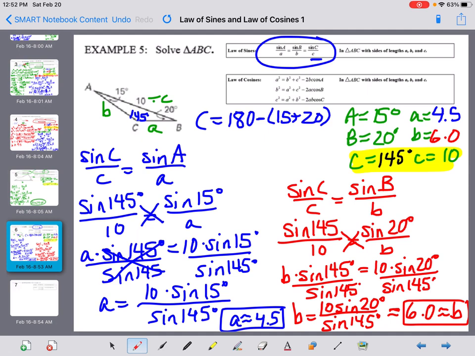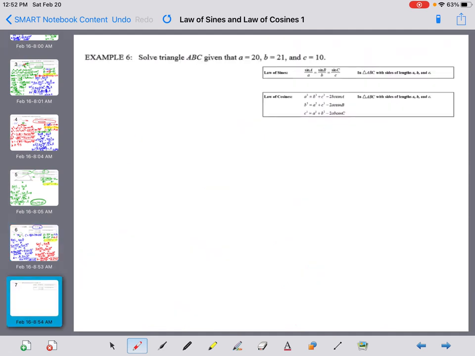All right, last example. And there's no picture. All right, we can draw it. They were nice to give us ABC. There we go. Okay. Drawn my triangle here. I'm going to call it ABC. Remember, it's more to organize my information. Doesn't have to be to scale. So across from angle A is little side A, which is 20. Across from angle B is little side B, which is 21. Across from angle C is little side C, which is 10.